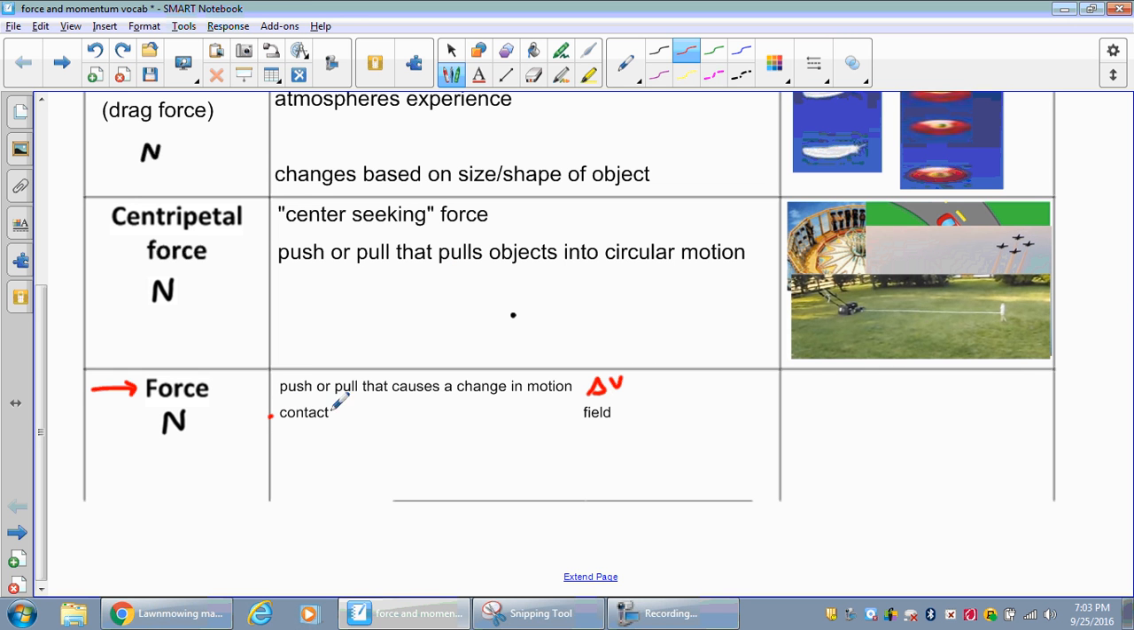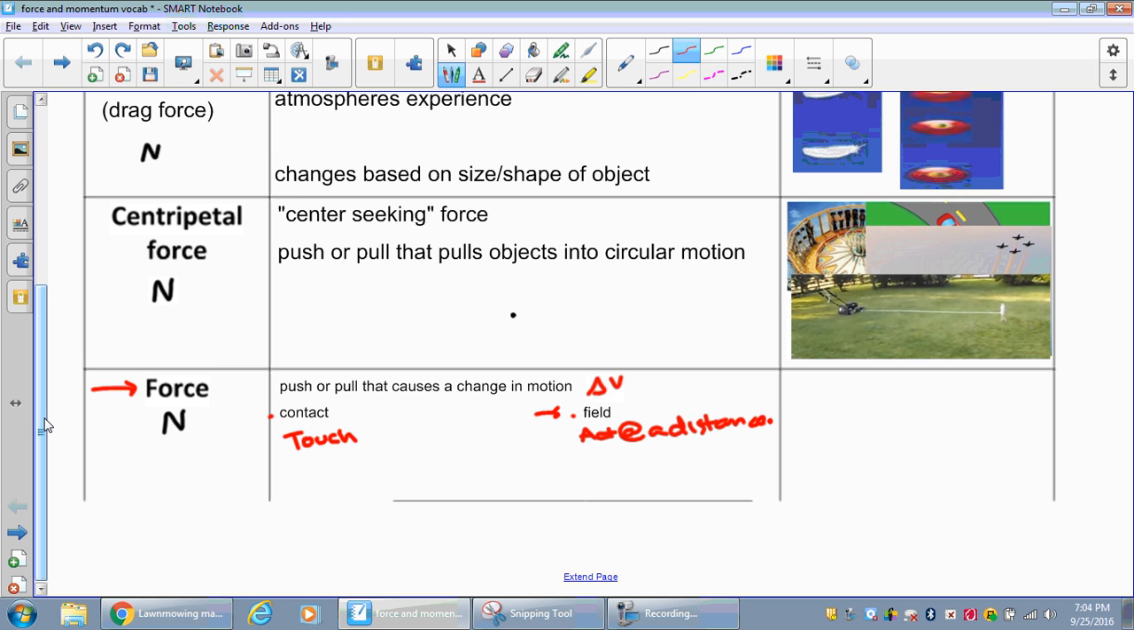We have the contact forces and the field forces. Contact forces are things that touch to do their push or pull, and field forces do not need to physically touch. This is action at a distance. One of the forces we're going to learn about this chapter, force gravitational, would be a field force, right? But pushing and pulling physically with your hands would be contact. And we're going to learn some contact forces in a second.